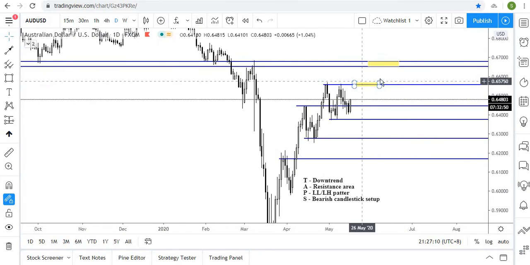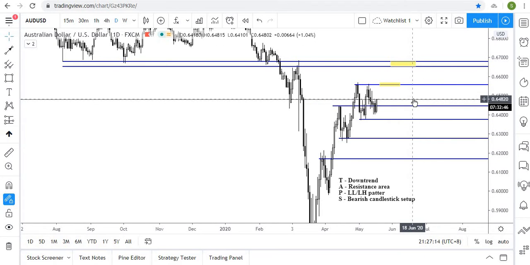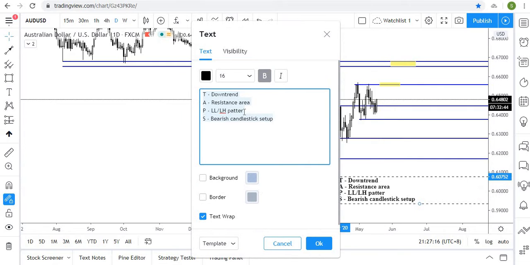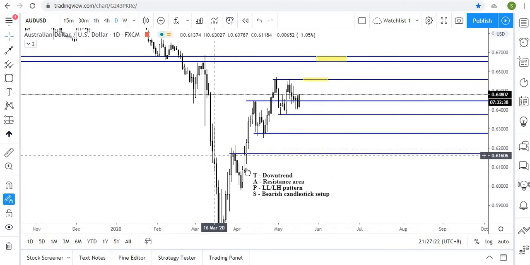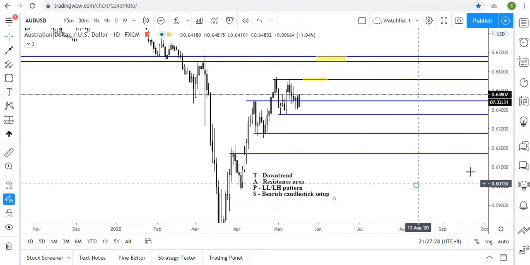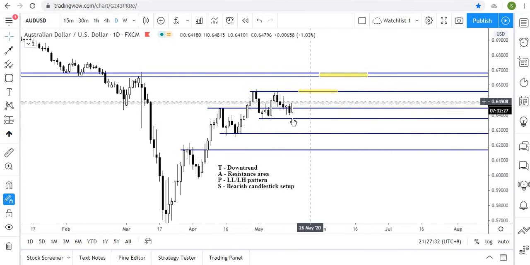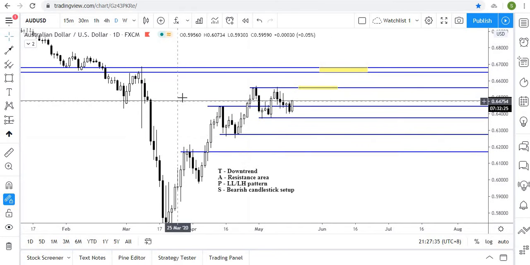These two yellow areas are the resistance areas that I highlight, and in a lower time frame, if you want to look for a short opportunity, you will need to look for lower low, lower high patterns. In signals, we should look for bearish candlestick setup signals. So currently we have nothing to do with AUDUSD.